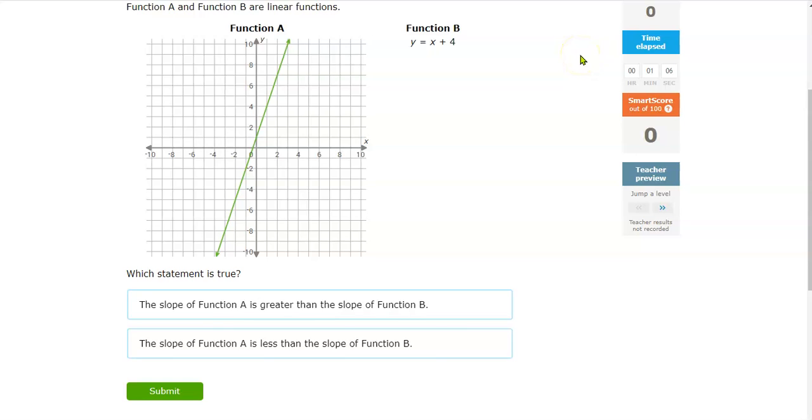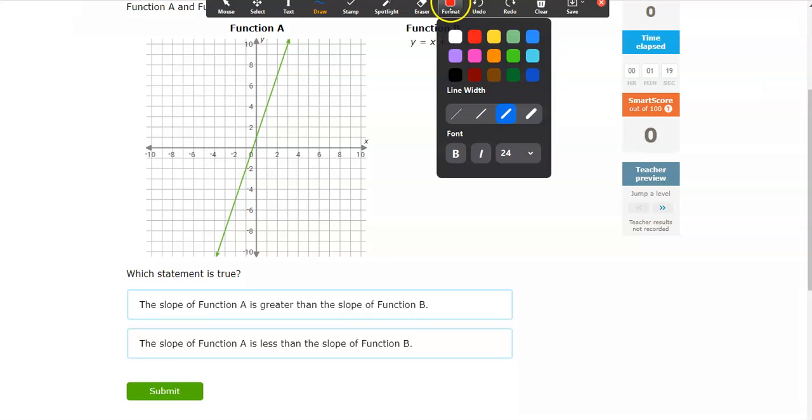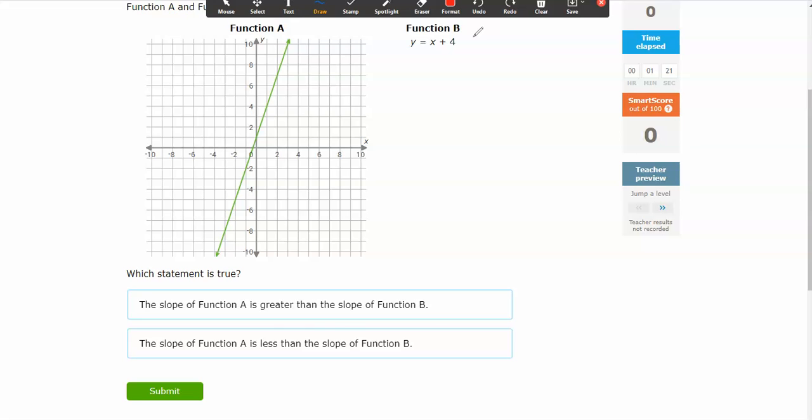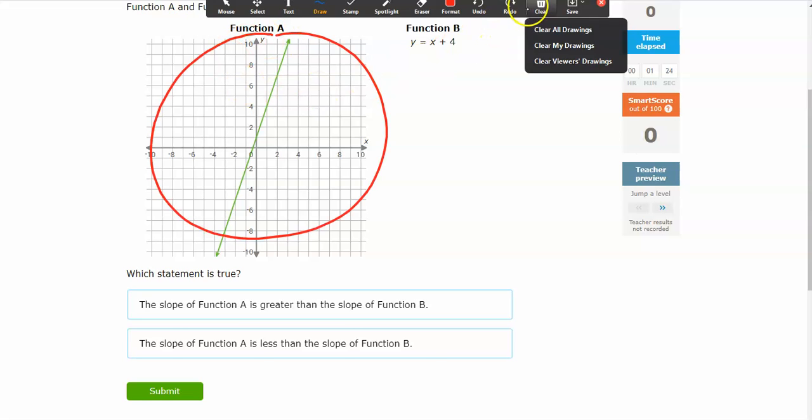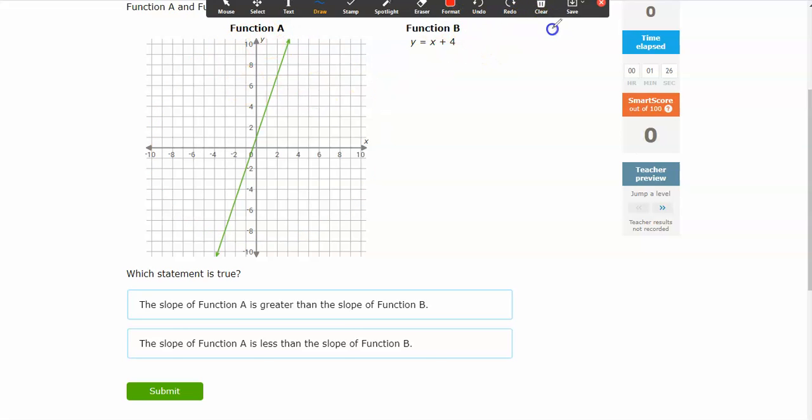In this tutorial, I'll show you how to compare slopes and y-intercepts from different formats. In this example, on the left, you have a graph, and on the right, you have an equation. The question is about the slope.